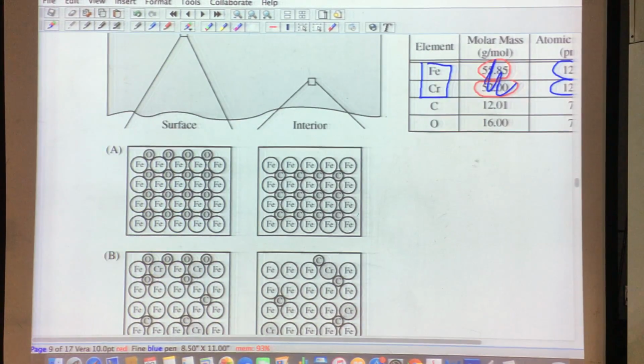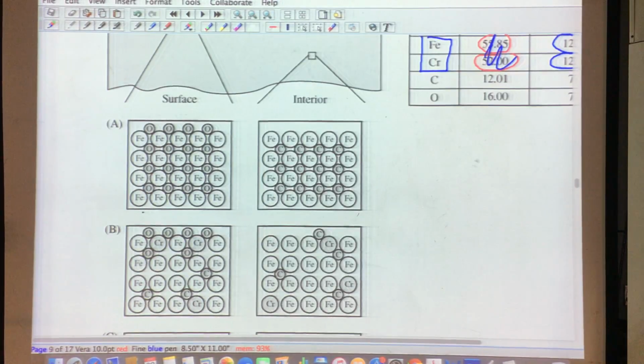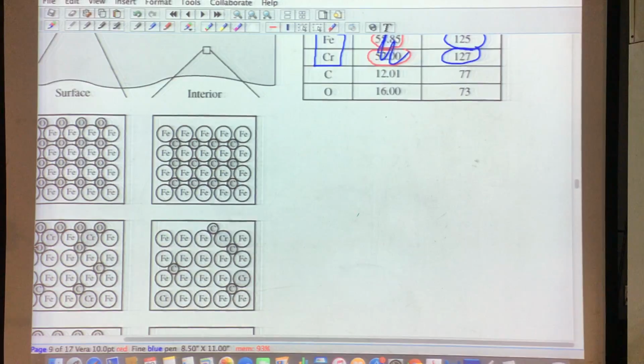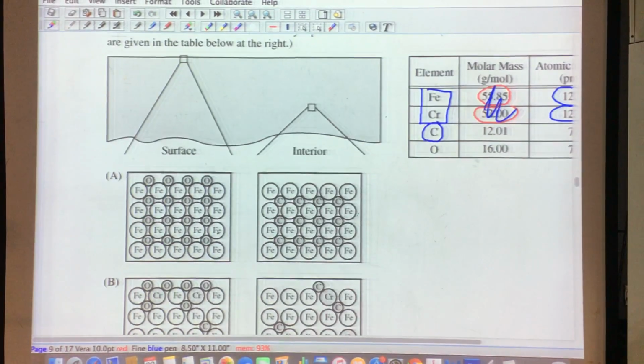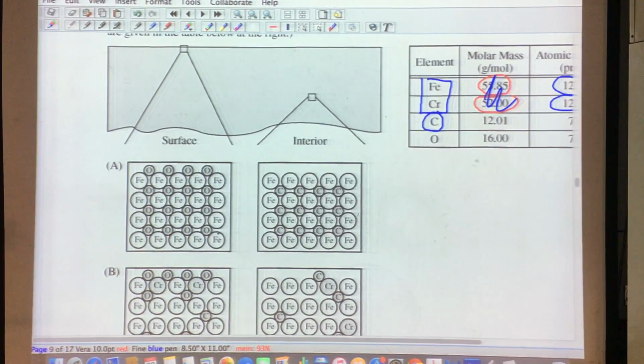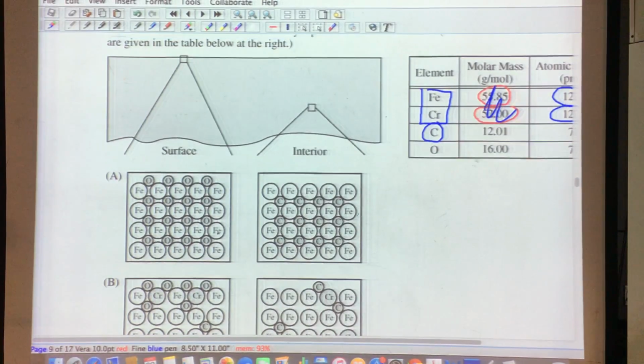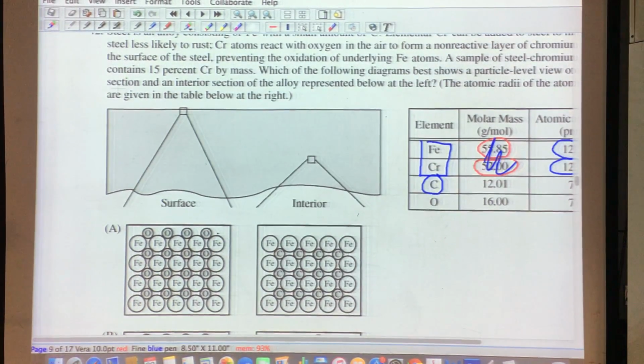Now, where would carbon go? Well, carbon, for the same reasons, is smaller in terms of its atomic radius. So with the carbon, we make steel, we use carbon, and carbon goes in between the irons and or the chromiums because it can fit in there. We call this an interstitial alloy, but we're putting both of these together. And what the question is really asking is, which of the drawings is correct if I have a scenario, and they're telling you this in the problem.